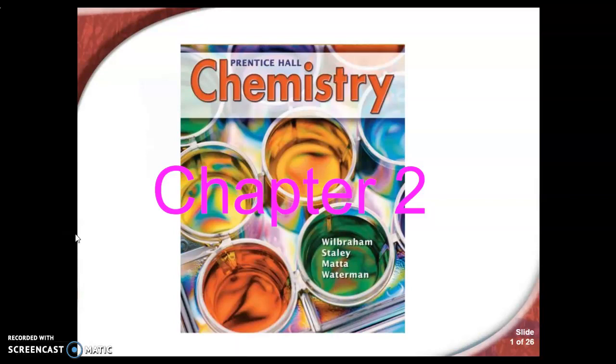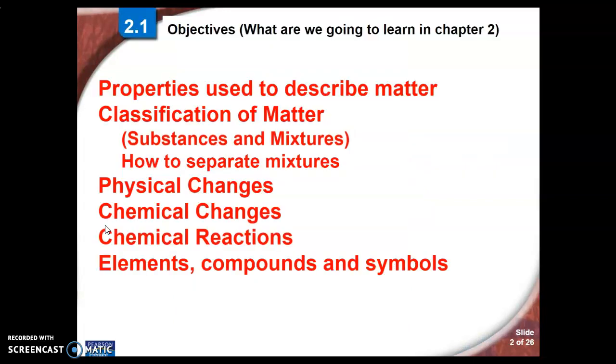Everyone, we will start chapter 2 today. Let's go through what we are going to learn in this chapter. We will learn about properties of matter, how to classify matter, how to separate mixtures. We will talk about physical and chemical changes, which is also called chemical reactions. We will talk about elements, compounds, and symbols.